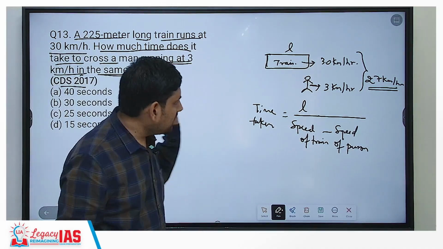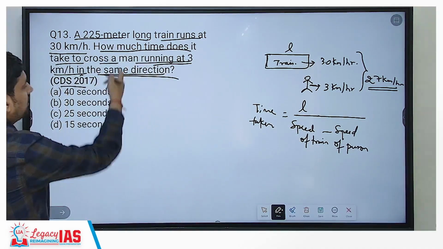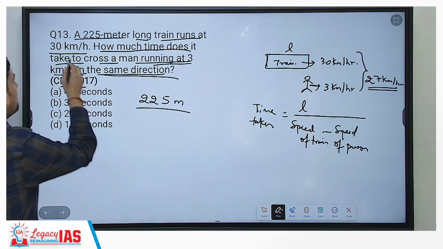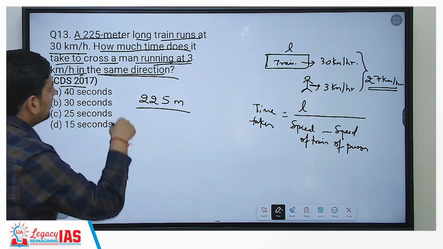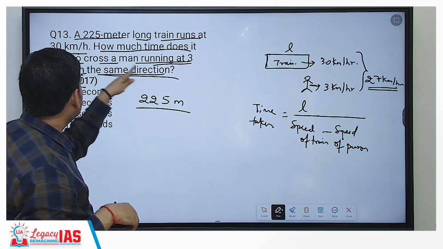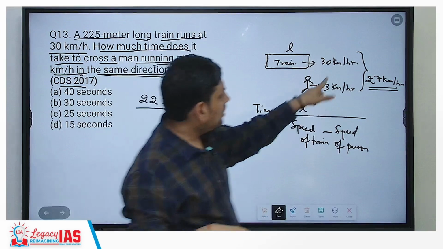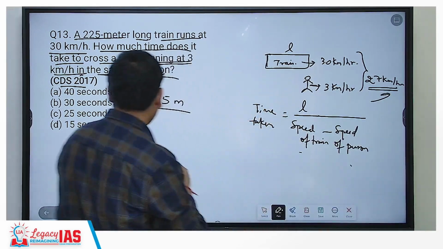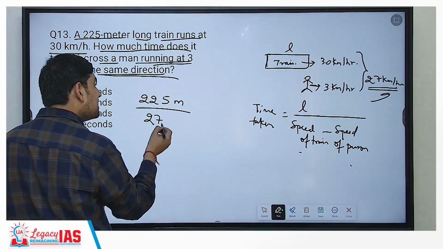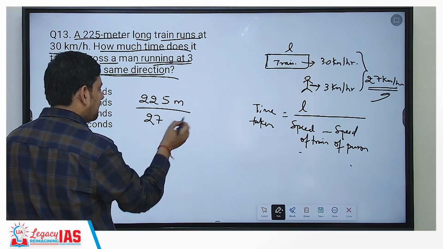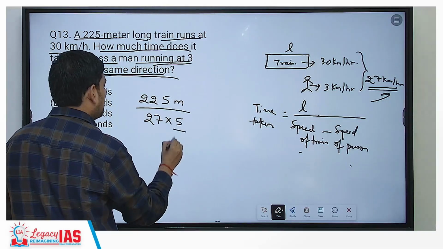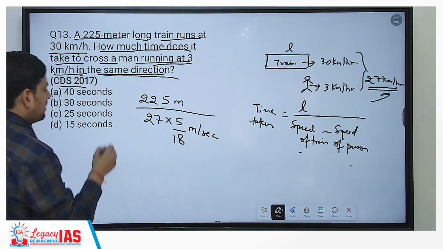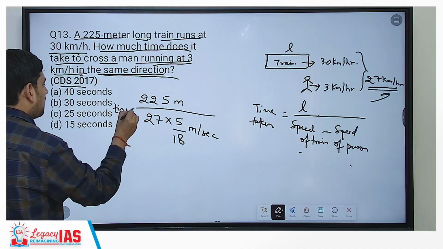Okay, so let's try this question. What is the length of the train? Length is 225 meter divided by... now it is going at 30 km per hour. How much time does it take to cross a man running at 3 km per hour? We have already calculated this. Relative speed is 27. 30 minus 3 comes out to be 27, but this is in kilometer per hour. So first convert it into meter per second. So into 5 by 18 meter per second. This gives me time. Correct?